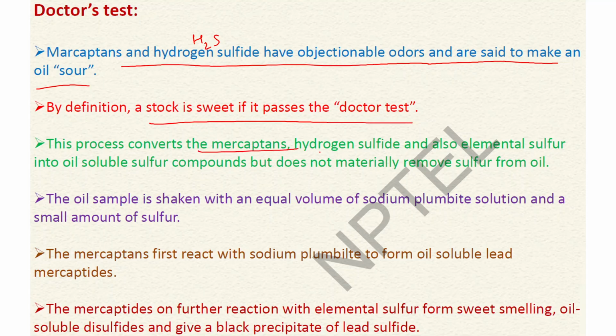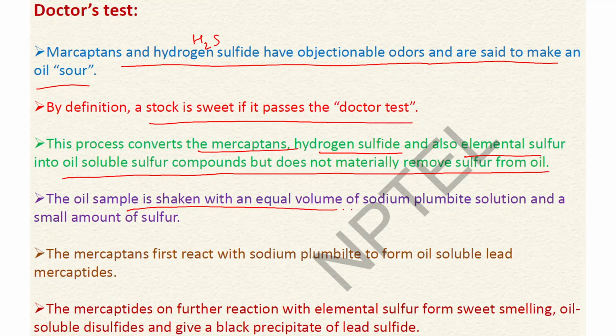This process converts the mercaptans, hydrogen sulfide and elemental sulfur into oil-soluble sulfur compounds, but does not materially remove sulfur from oil. So in this, the doctor test does not remove the sulfur content, but converts the hydrogen sulfide, mercaptans, and elemental sulfur into oil-soluble sulfur compounds, which are not removed from the oil, but dissolve into the oil. The foul smell due to the H2S and mercaptans is reduced, and it gives a sweet smell. The oil sample is shaken with an equal amount of sodium plumbite solution and a small amount of sulfur.